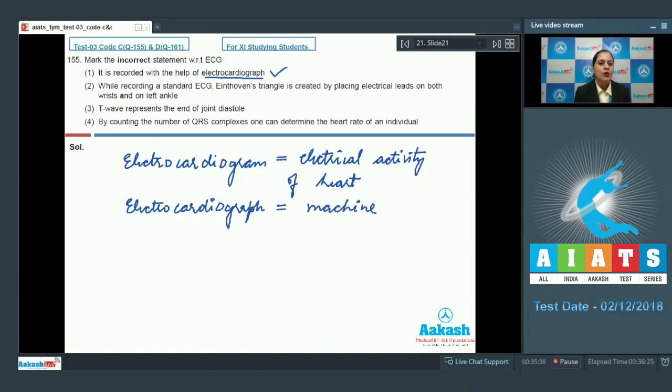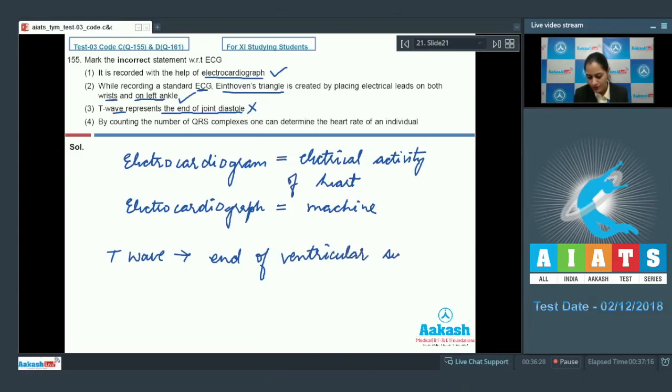Our next statement is, while recording a standard ECG, Einthoven's triangle is created by placing electrical leads on both wrists and on left ankle. And this is also a correct statement. Our third statement is, T wave represents the end of joint diastole, and this is an incorrect statement, because T wave in a standard ECG represents end of ventricular systole and not joint diastole. So this is an incorrect statement and is the correct answer to our question.